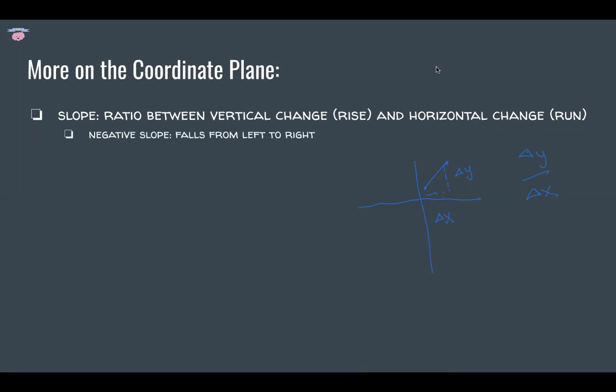A negative slope falls from left to right, and a positive slope rises from left to right. So this is an example of positive slope because this is the left-hand side, this is the right-hand side, and it's rising. But if I had something like this, it's falling, because the slope is negative. This is the left-hand side, this is the right-hand side. So it's falling, therefore it's negative slope.